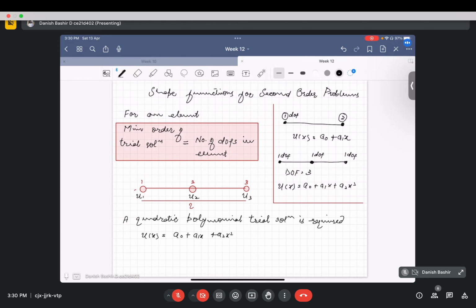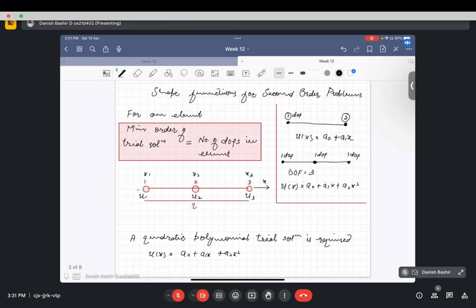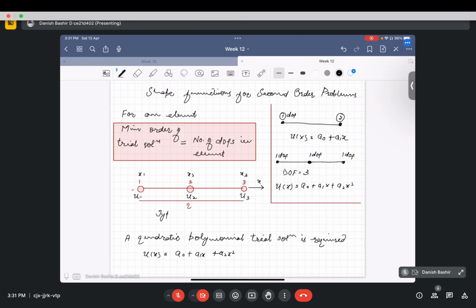The values are x1 here, x2 here, and x3 here. These are the points because this element is varying along the x-axis. This is very important. So this is a typical quadratic element. Okay, moving forward.